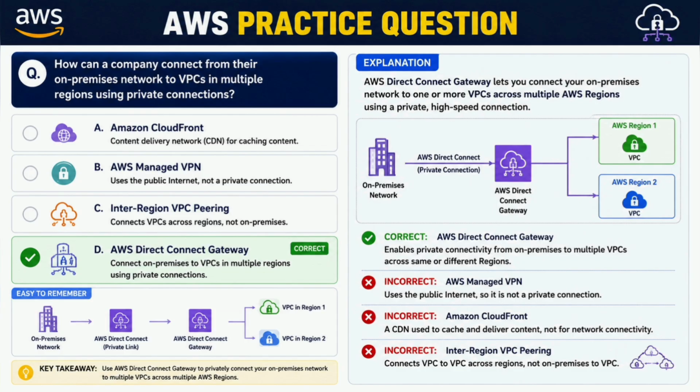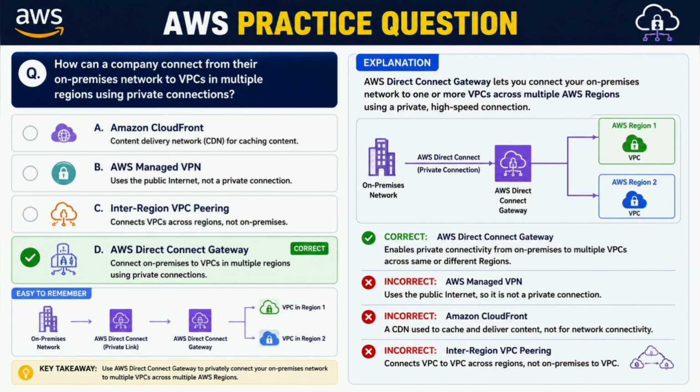So first, option A, Amazon CloudFront is a content delivery network for caching content. So it's not the right answer, because we have to find which uses a private connection. AWS managed VPN uses the public internet, not a private connection, so option B is also a wrong answer. Inter-region VPC peering, option C, is also wrong, because it connects VPCs across regions, not on-premises. So it is also a wrong answer.